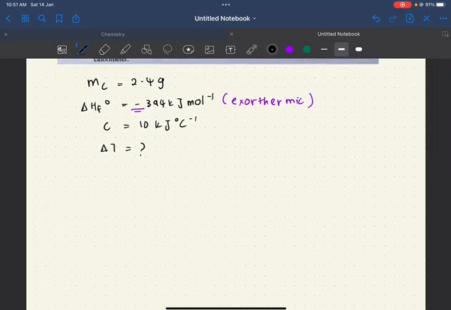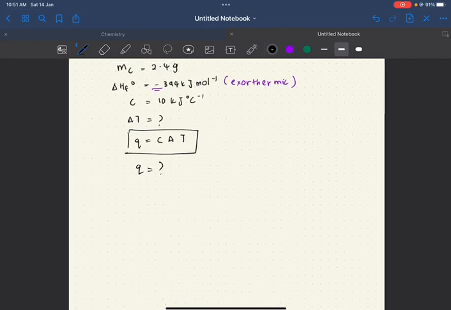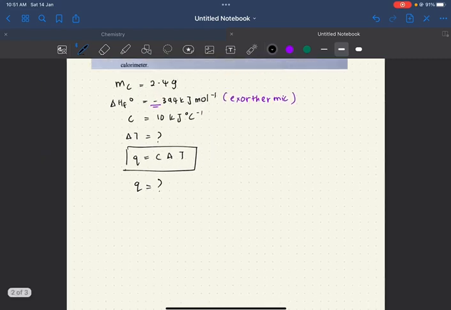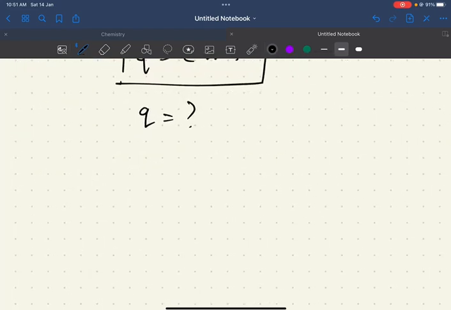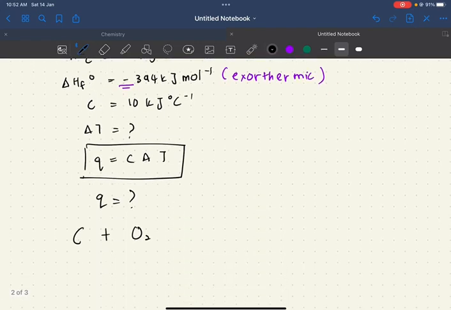To find the delta T, we can use the equation Q equals C delta T. But first, we need to find the Q. To find the Q, we need to know the number of moles for carbon. And we do the chemical equation first: C plus O2, since it burned, and we got CO2.